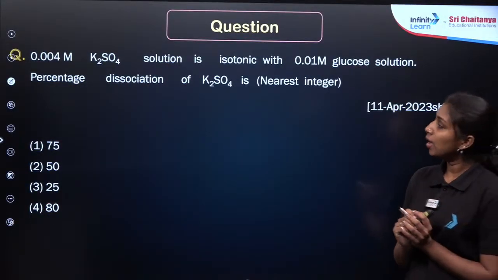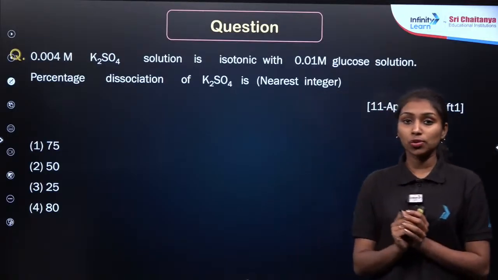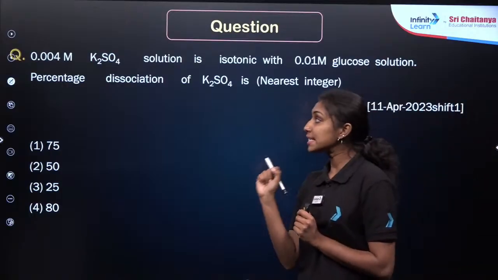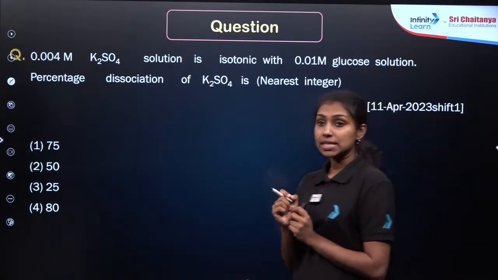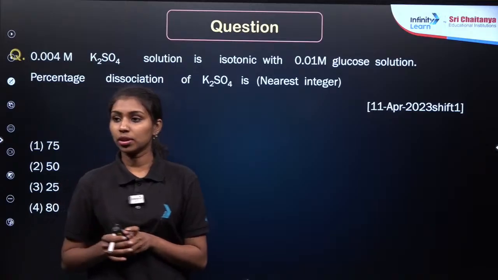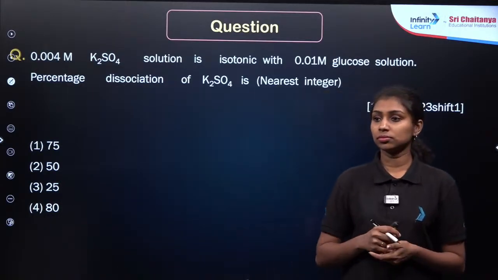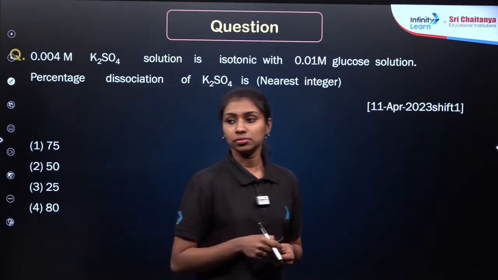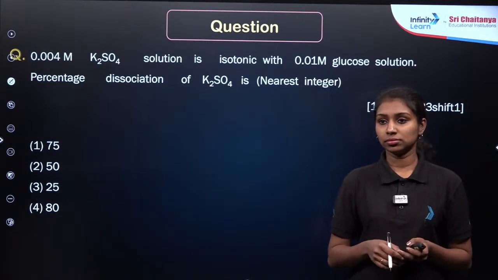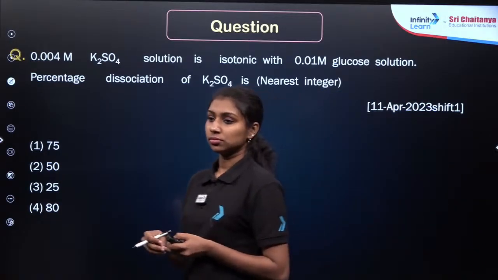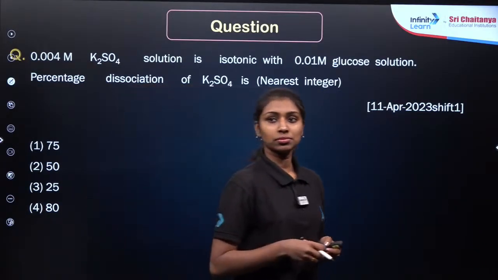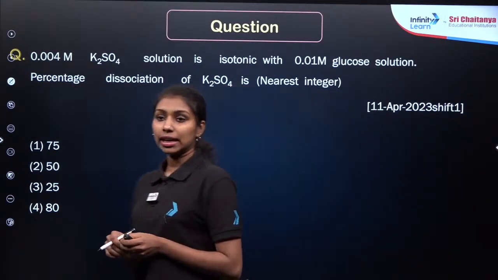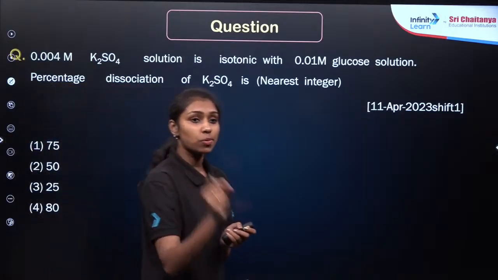So here is the next question. 0.004 molar K2SO4 solution is isotonic with 0.01 molar glucose solution. What is the percentage dissociation of K2SO4? Okay, what is the answer for this question? How are they connecting with the isotonic, I mean in the case of osmotic pressure?